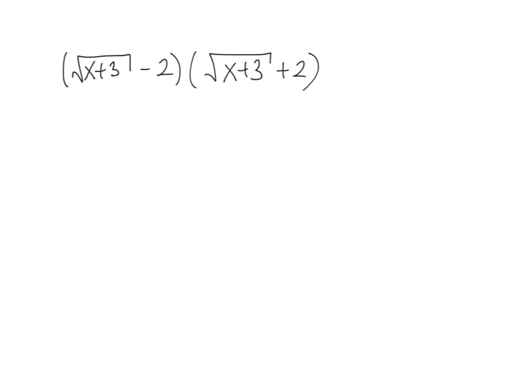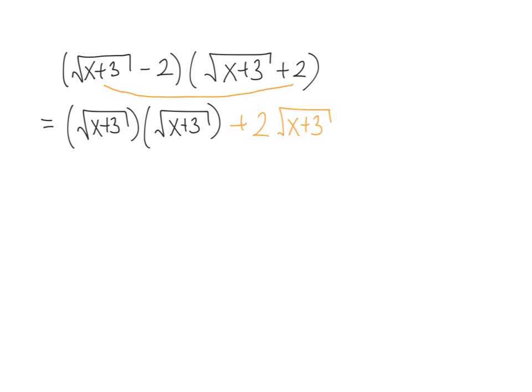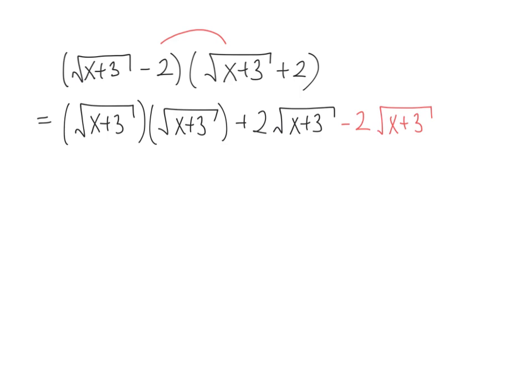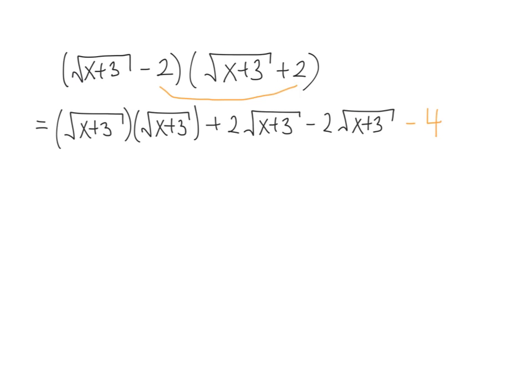When we multiply an expression by its conjugate, we get some nice cancellation. To see this, let's distribute the terms. First, we multiply the two square root of x plus 3 terms. Next, we multiply the first square root of x plus 3 by the plus 2 in the second factor. Then, we multiply the negative 2 by the square root of x plus 3 in the second factor. And finally, we multiply the negative 2 and the positive 2 to obtain negative 4.